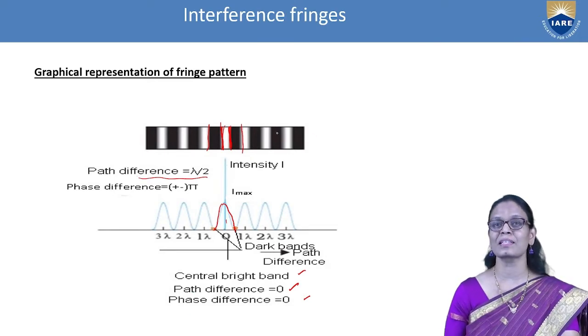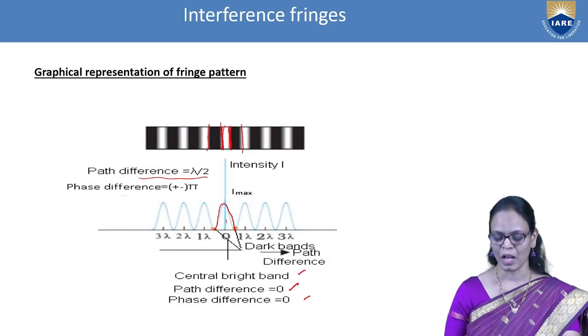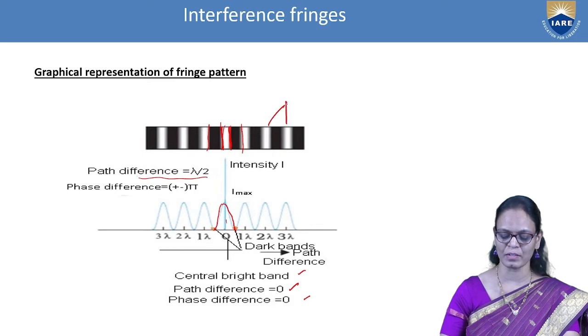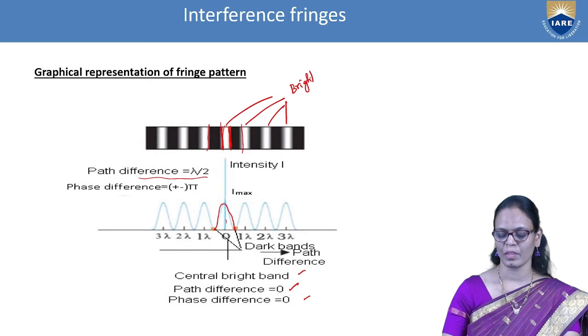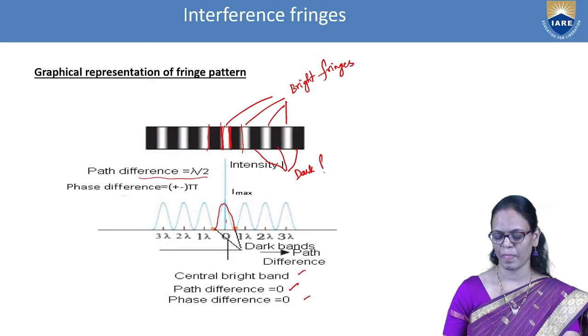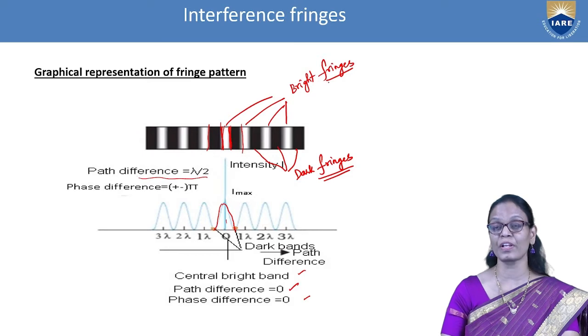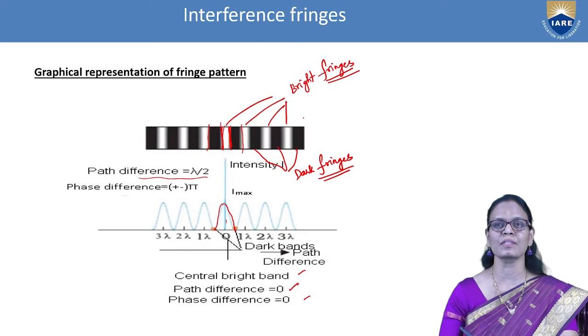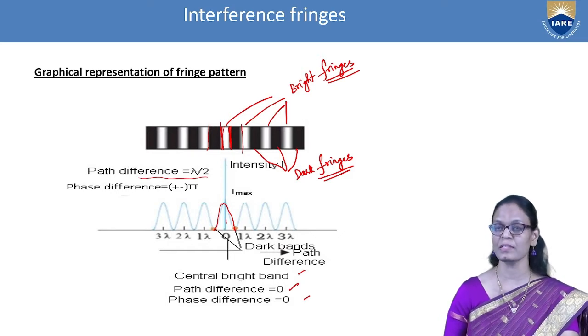So we call this the interference fringe pattern, and these bands we call fringes. All these are bright fringes. We may call them bands also, but we name them fringes. And all these are dark fringes. So I hope the definition of a fringe is very clear. The bands that are formed due to constructive and destructive interference, we call them fringes.